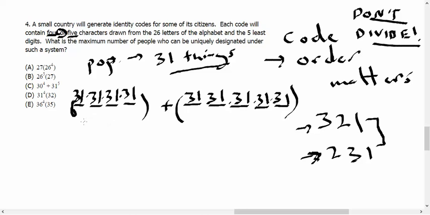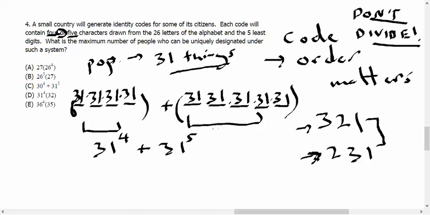All right, so this whole thing here is going to be 31 to the fourth, and this whole thing here is going to be 31 to the power of 5. Now you look at your answer choices and you say to yourself, oh, I don't see it. I mean, answer choice C is very close, which is true, but close is unfortunately not going to cut it for the GMAT, right? Close is still not close enough. All right, so we've got to figure this out.